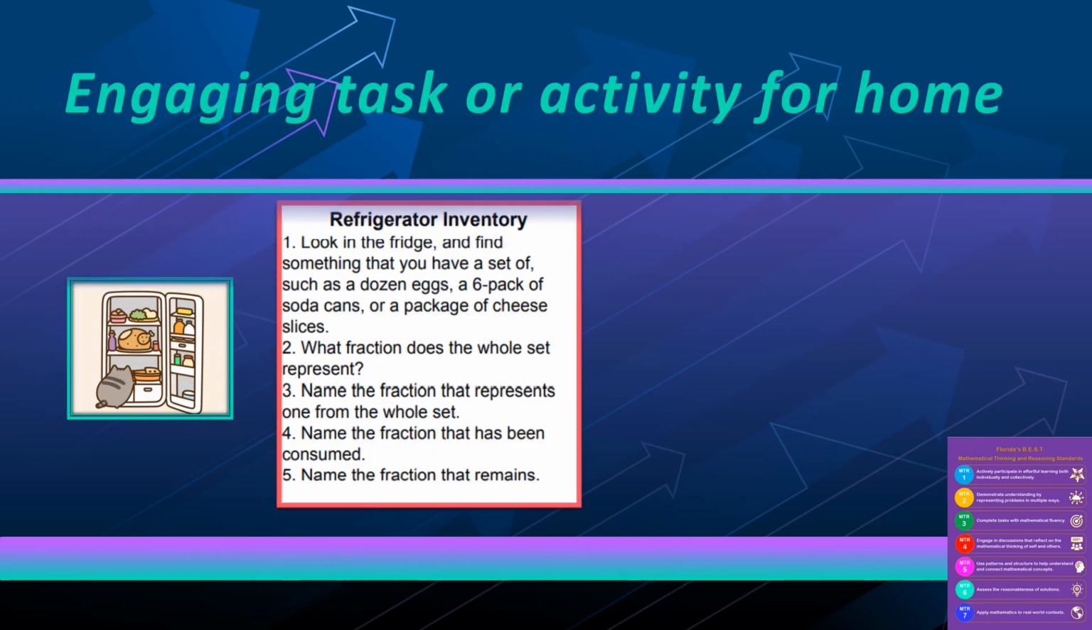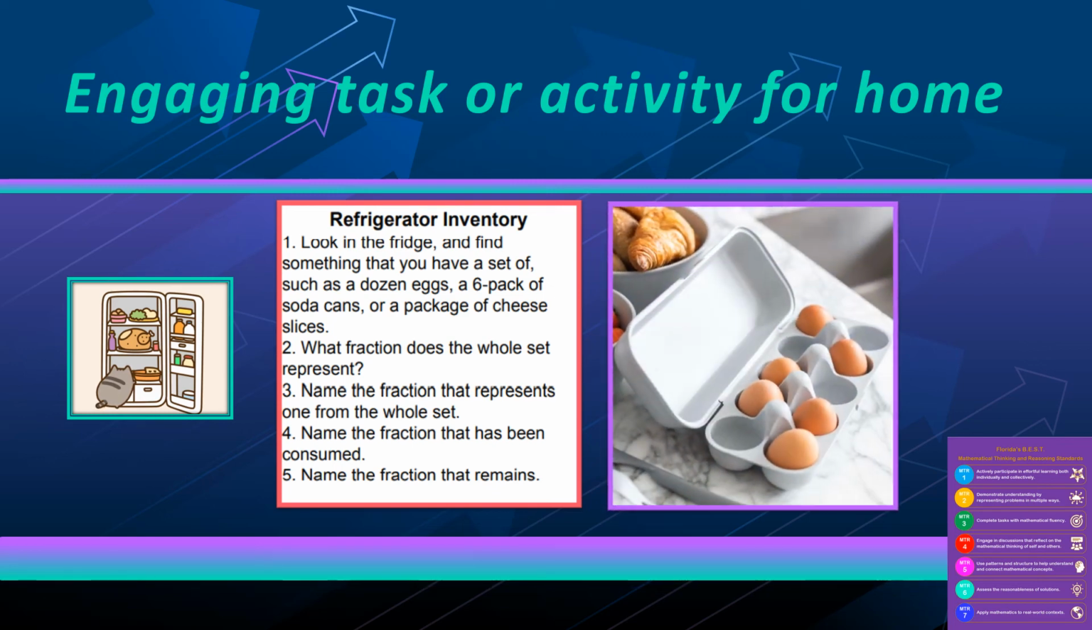So here's an activity you can do at home to practice this skill. Students can look inside their fridge and find anything that they have a set of, such as a dozen eggs or a 6-pack of soda cans. And then students can be asked a variety of questions to show their understanding of that set of objects. So for example, I have this egg carton. I can see that there should be 10 eggs to make a whole, so this would be 10 tenths if I had my whole set. I can see that 4 of the eggs have been eaten, which means 4 tenths of my eggs are gone.